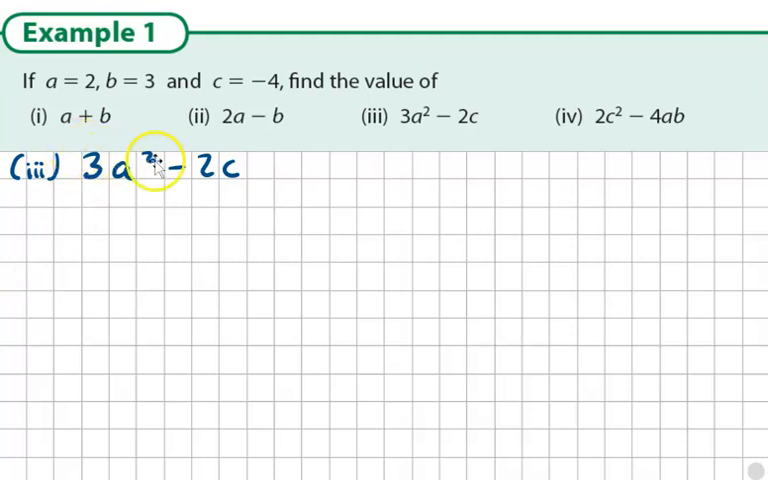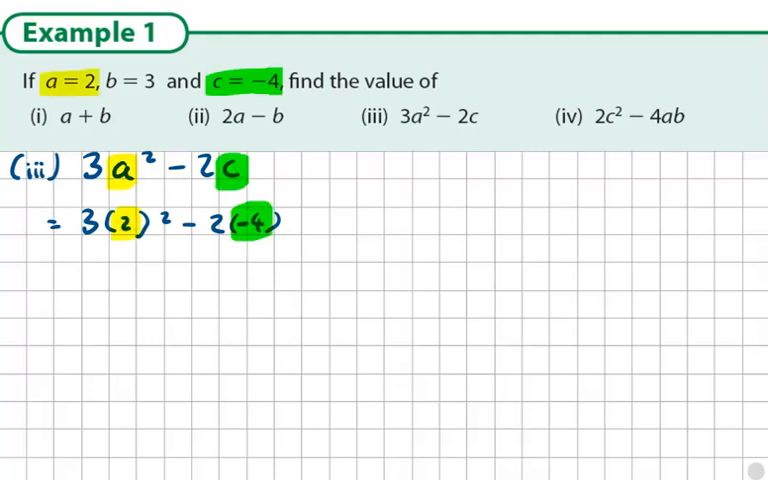Part 3, we write down 3A squared minus 2C. We replace the A and the C with an empty set of brackets. Then we substitute into the brackets. We replace the A with 2 and the C with -4. Be careful, make sure you include the minus. So you can put it straight into the calculator or you can work it out step by step.